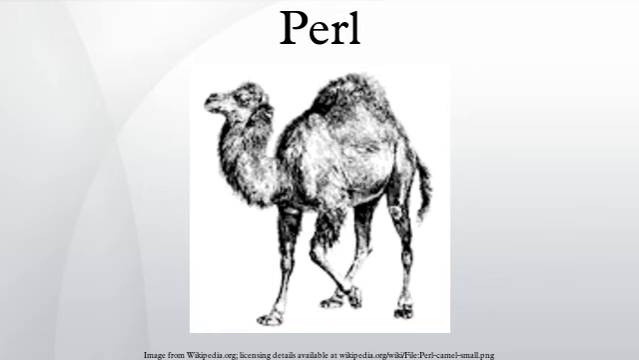Perl 5 gained widespread popularity in the late 1990s as a CGI scripting language, in part due to its parsing abilities. In addition to CGI, Perl 5 is used for graphics programming, system administration, network programming, finance, bioinformatics, and other applications.